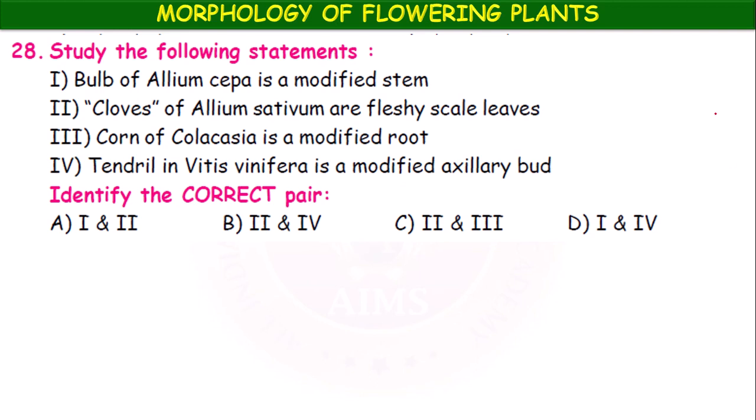Okay, here bulb of Allium cepa is a modified stem. Cloves of Allium sativum are fleshy scale leaves, yes, bud scale leaves. Corm is a modified root? It is a modified stem actually. Tendril in Vitis vinifera, grapevine, is a modified axillary bud? It is a modified leaf. Okay, so here 1 and 2 are correct pairs.